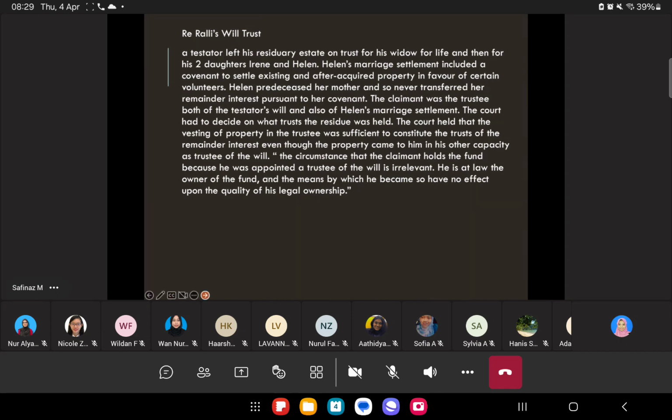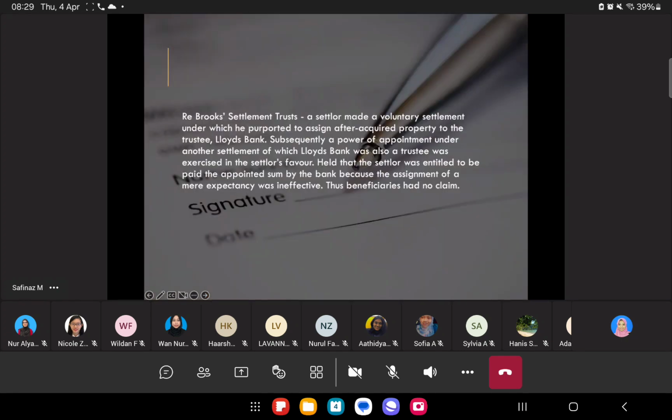Okay. However, kalau you compare case ini dengan satu lagi case, Re Brooks' Settlement, a settlor made a voluntary settlement which he purported to assign after acquired property to the trustee Lloyds Bank. Okay, trustee dia kat sini Lloyds Bank. Lepas tu, after that, a power of appointment under another settlement of which Lloyds was also a trustee was exercised in the settlor's favour. It was held that the settlor was entitled to be paid the appointed sum by the bank because the assignment of a mere expectancy was ineffective. Thus, the beneficiaries had no claim.